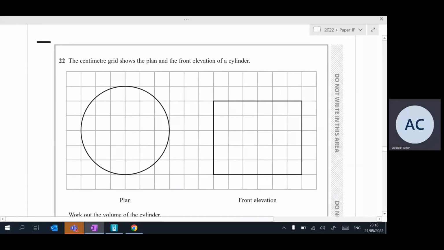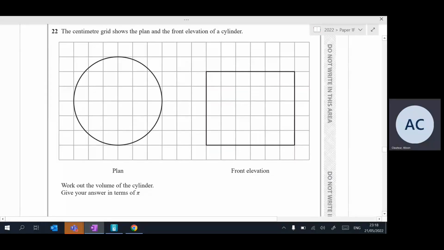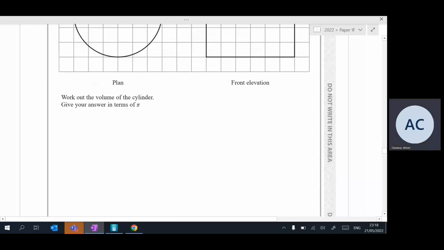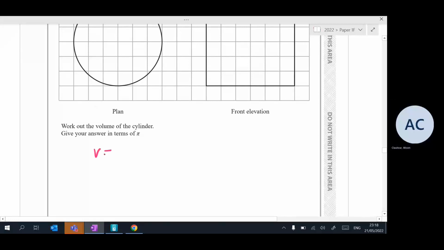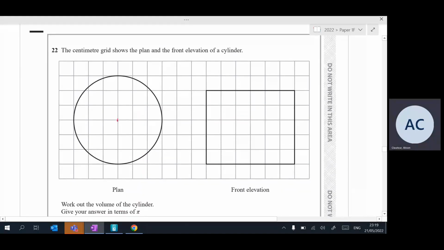Question 22, plans and elevation. So work out the volume of the cylinder. So to work out the volume of a cylinder, we do pi r squared for the top multiplied by the height. Okay, so if I look down on the top, this would be my circle. Okay, and this would be my radius. So I can see it tells you it's a centimetre grid, so this is 3 centimetres.